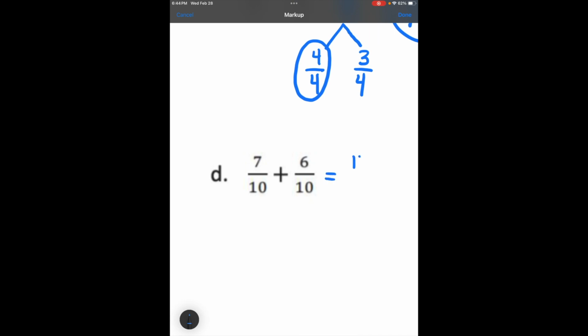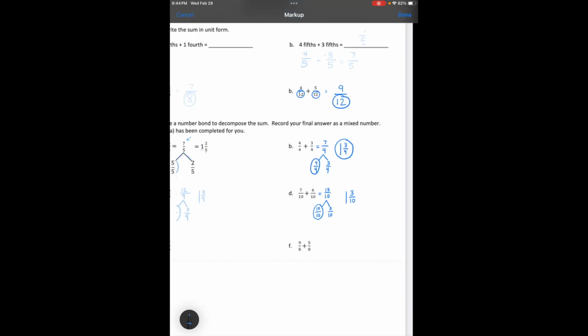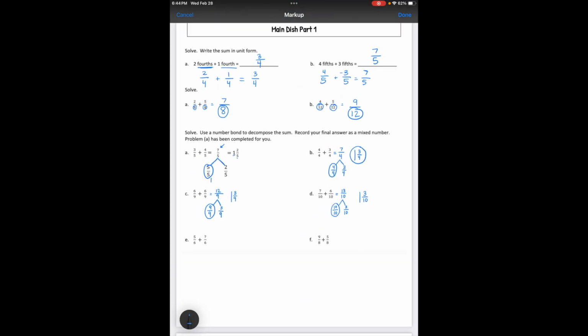7/10 plus 6/10 is 13/10. Decompose this improper fraction, pull out the whole, leave whatever's left over on the other side of our number bond, giving us a final answer of 1 and 3/10. See if you can do the bottom two on your own.